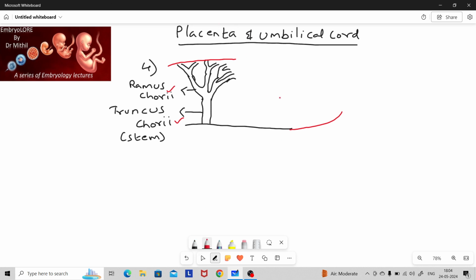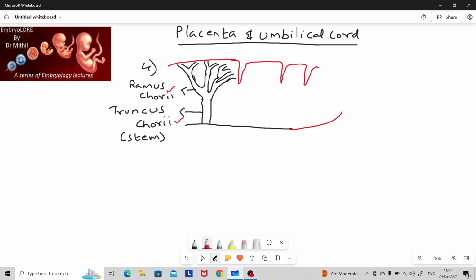So the lobulation of the placenta, let us try to understand. After the formation of the placenta, the cytotrophoblastic shell and anchoring villi grow numerous septa inwards, dividing the maternal surface into 15 to 20 irregular cotyledons.